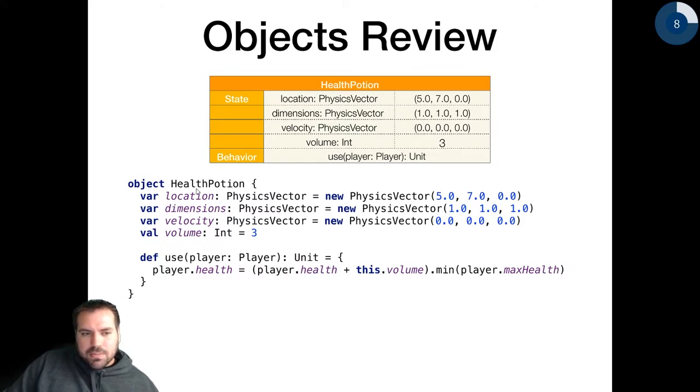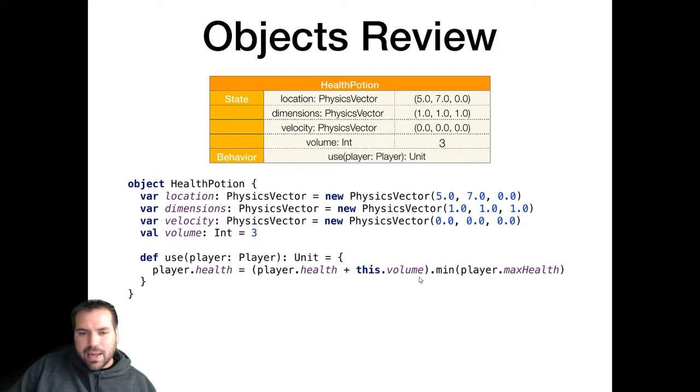And finally, health potion. Again, location, dimensions, velocity, in case you want to throw a health potion for whatever reason. And volume, which we're going to use to determine how much it can heal. We're going to say whatever the volume is, that's how much healing power this potion has. So when a potion is used by a player, we're going to give a reference to the player to this method. And then that player's health is going to be its health plus volume, and then take the minimum of that and the max health of the player. So they can heal the amount of volume only up to their maximum health.